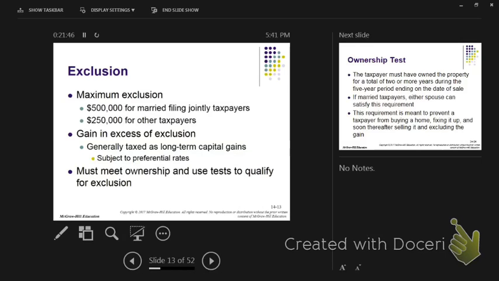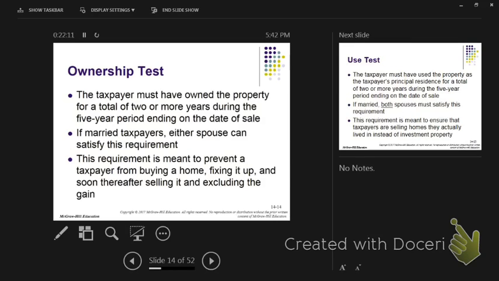So basically what this says is you get an exclusion: $500,000 for married and $250,000 for individuals. So if I sold my house for more than a $250,000 gain as a single person, then I would have to pay a capital gains tax on whatever goes above that $250,000. Now you have to meet what's called the ownership and use test.